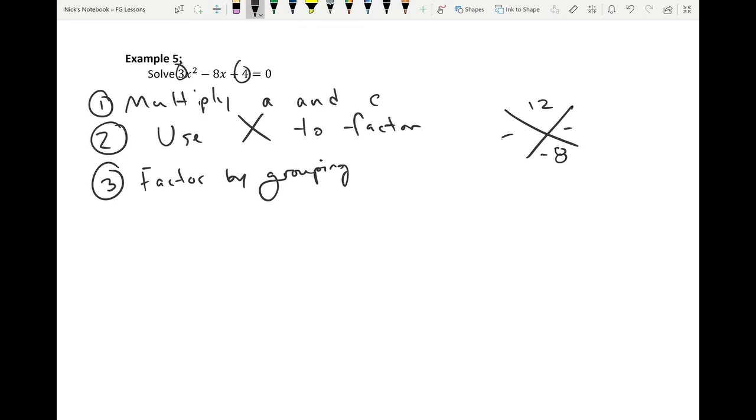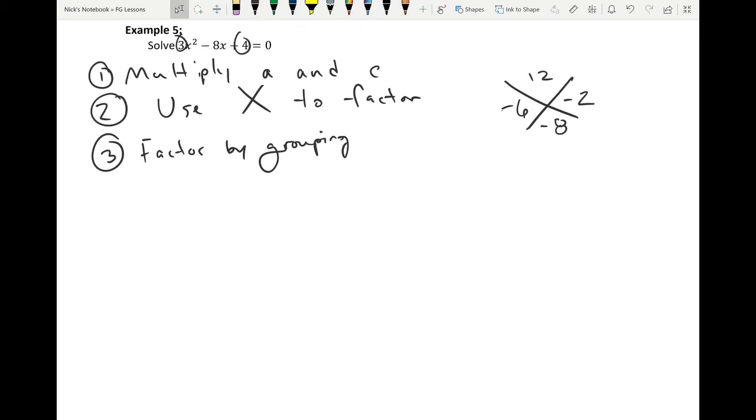Well, two numbers that multiply to 12: 6 and 2. It might take a little bit more trial and error if you're not quite there yet, but you'll get there the more problems you do. Negative 6 times negative 2 is positive 12. Add them together, you get negative 8.